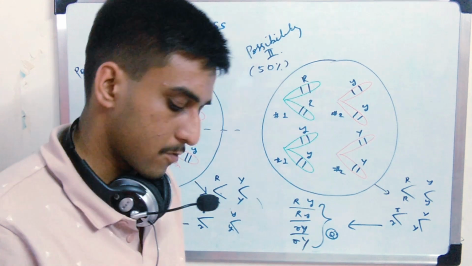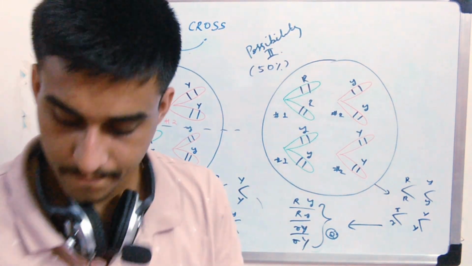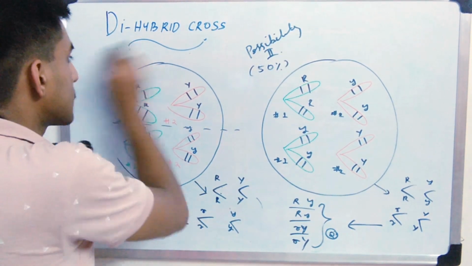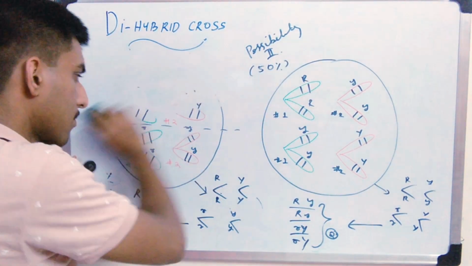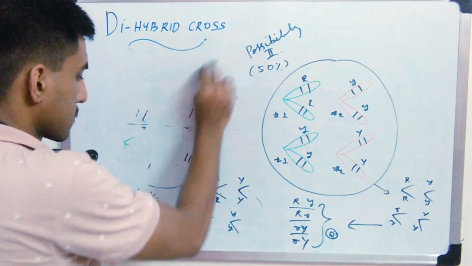Okay, dihybrid F2 cross. Now we will be drawing the checkerboard. I hope you understand it. If you are having any doubt, you should mention it in the comment box.